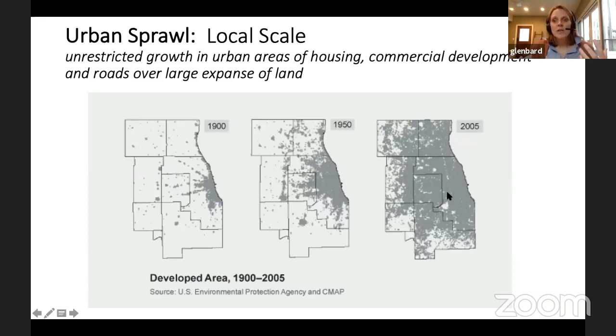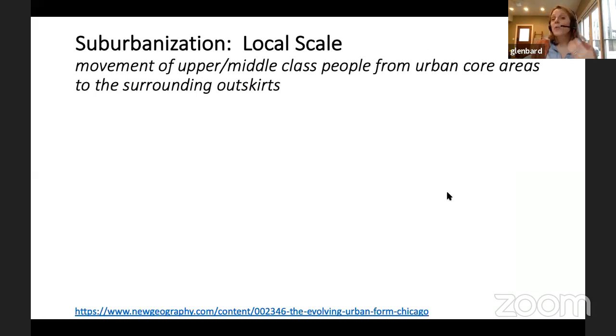And so then we also start looking at, where are these people going and why are they going there? Why not stay in the city if the city has everything to offer? Well, part is land cost, part is people want space, and part is people want other opportunities. And so what we started to see is this development of suburbanization. So what we saw is upper middle class people moving from the urban core to the surrounding outskirts.